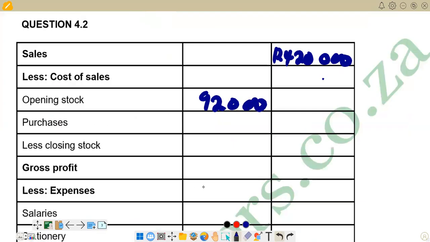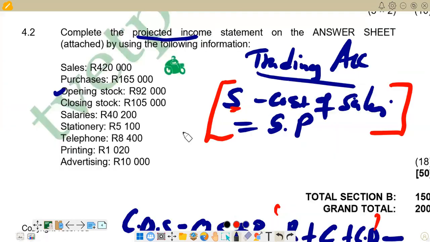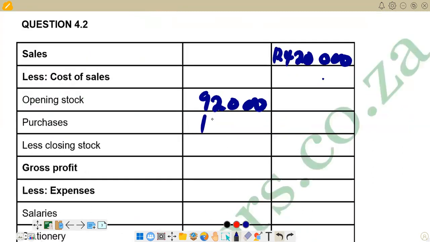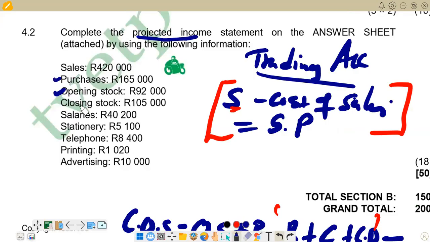And then we add our purchases according to that formula that I gave you. We can go back and see where we have our purchases. Our purchases are here. We've got 165,000 as our purchases. So we're going to add our purchases there, 165,000. Then we less closing stock. Closing stock is here.